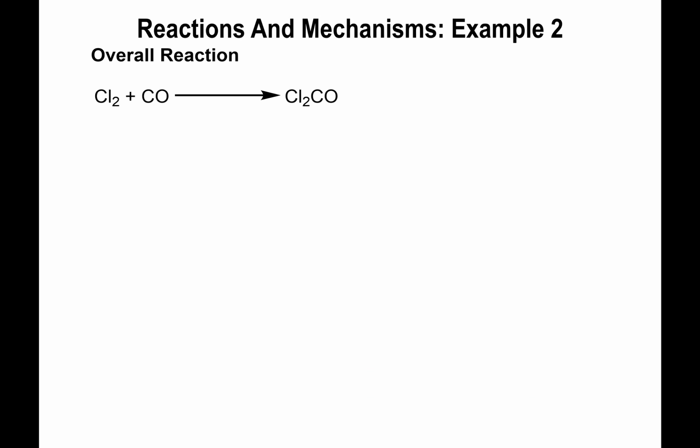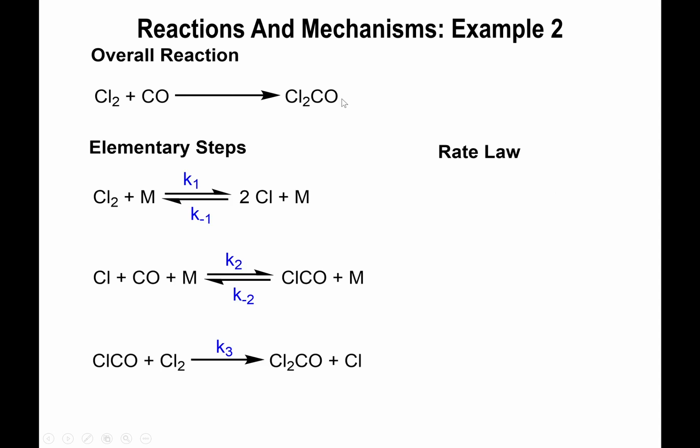All right, let me give you one more example to finish this discussion. We can have Cl2 reacting with carbon monoxide forming phosgene, Cl2CO. The mechanism has the following three steps. So we have one initial equilibrium, followed by a second equilibrium, and ending with K3.